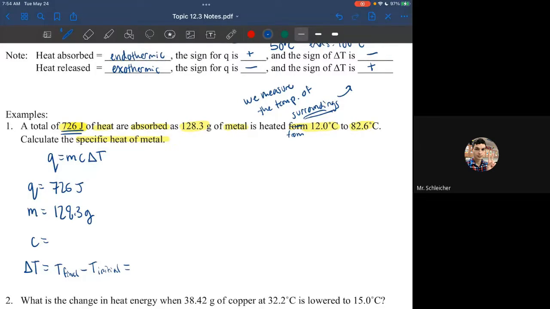In this case, what is my final temperature? I have 82.6 degrees Celsius, exactly. And I will subtract what from it? This 12 degrees Celsius, exactly. Okay, and then we get, what, 70.6 degrees Celsius? I think. I did it in my head.